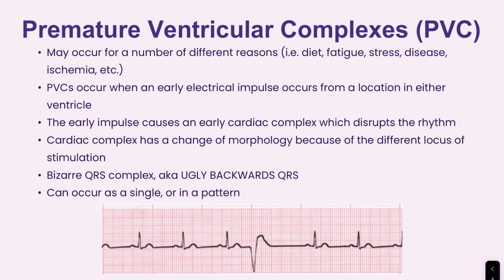The early impulse causes an early cardiac complex, which disrupts the rhythm. The complex has a change in morphology because of the different locus of stimulation. This is a bizarre QRS complex, aka, I like to say, an ugly backwards QRS. This can occur as a single PVC complex or in a pattern.